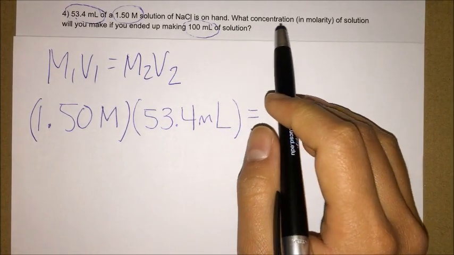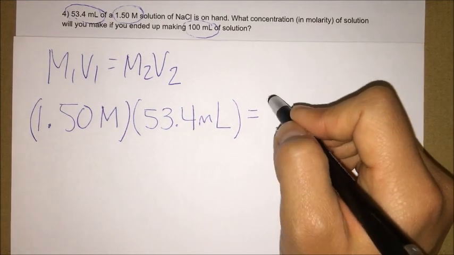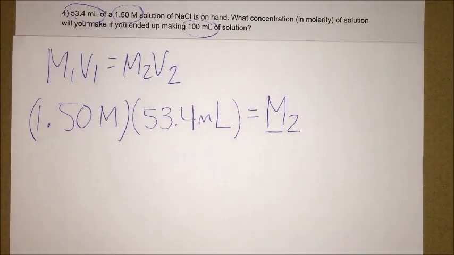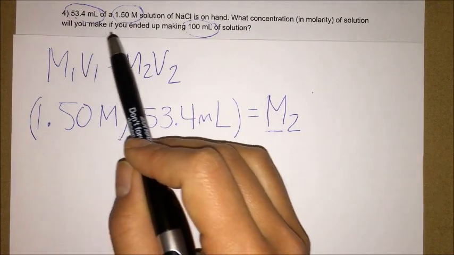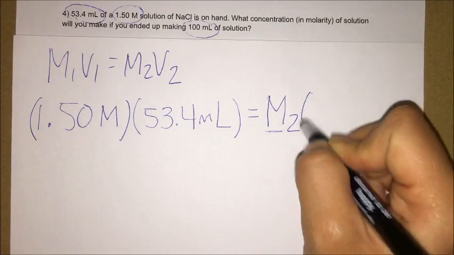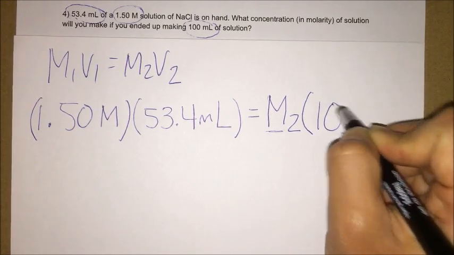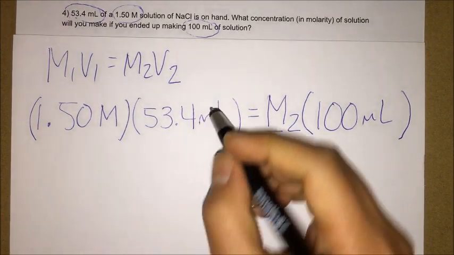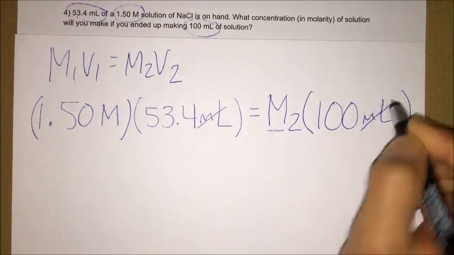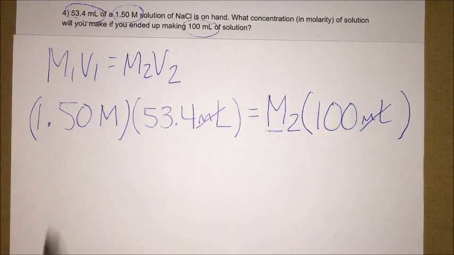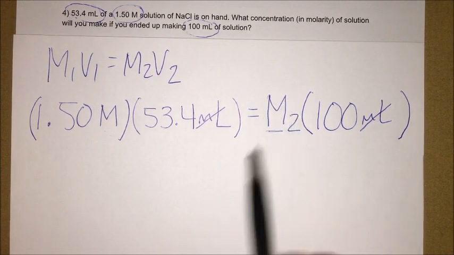It asks for what concentration in molarity. So M2 is what you will be solving for, because M stands for molarity. Of solution will you make if you ended up making 100 milliliters of the solution? So your V2 is going to be 100 milliliters. Notice your milliliters will cancel out. So your answer should be in units of molarity, which makes sense because you're solving for M2.